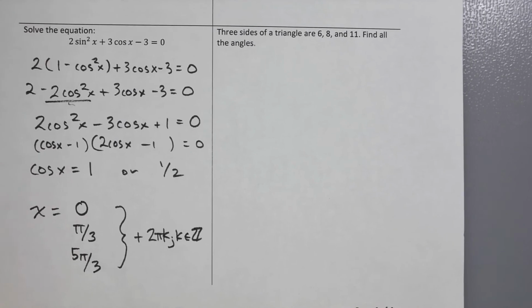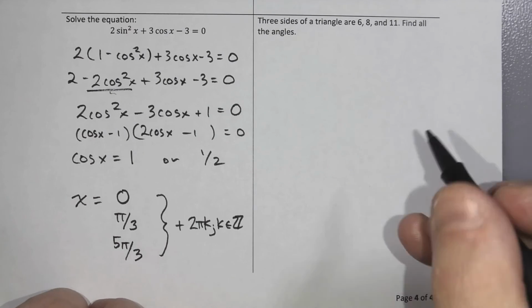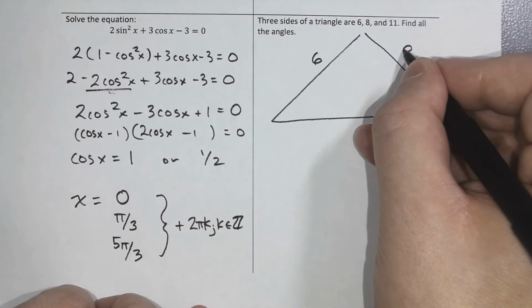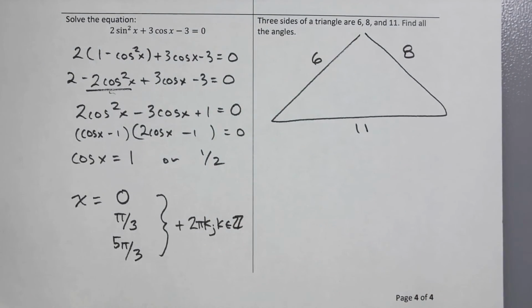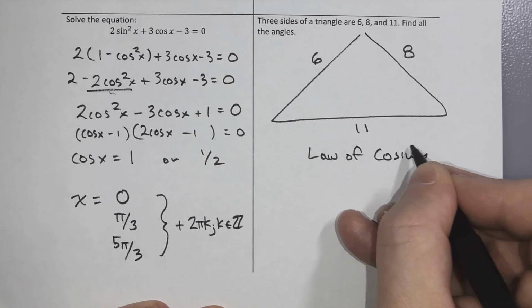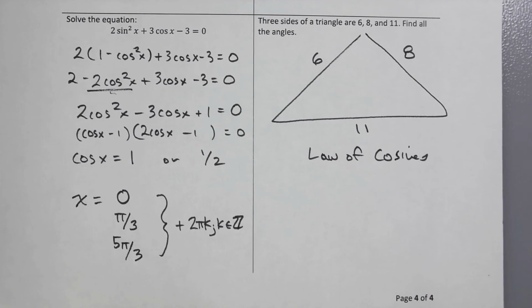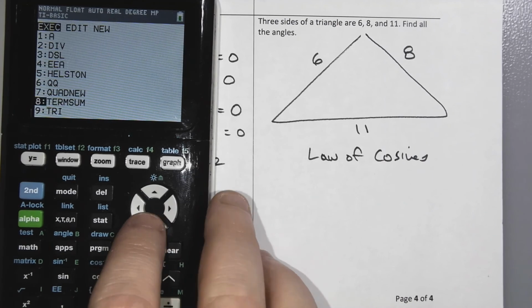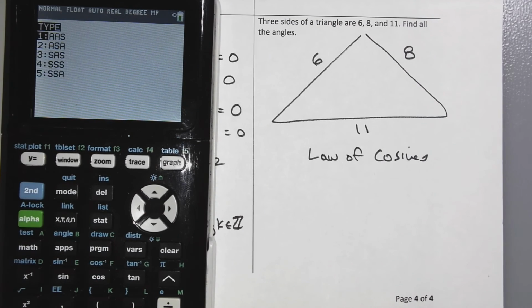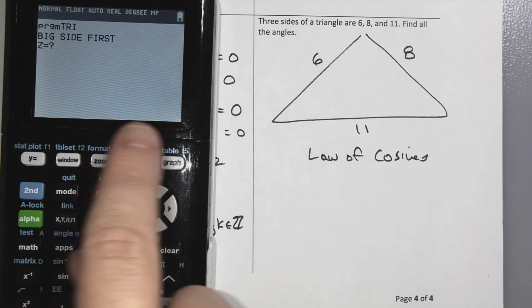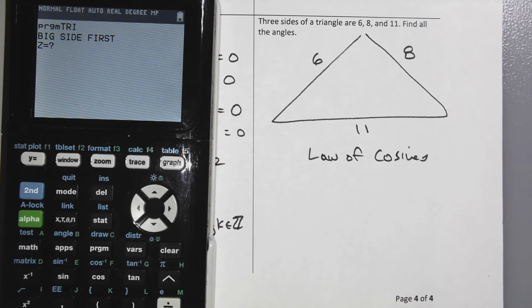And our last problem is to find the 3 angles of a triangle in which the sides are 6, 8, and 11. And this, of course, would be a law of cosines problem. In the interest of time here, since I've written myself a program that'll do this, I have a program I call try, and I can run this to do my side triangle. I demand the big side first, so I'll go 11, 8, 6.